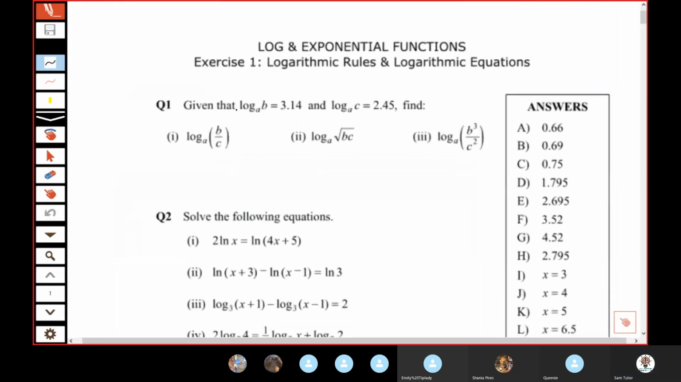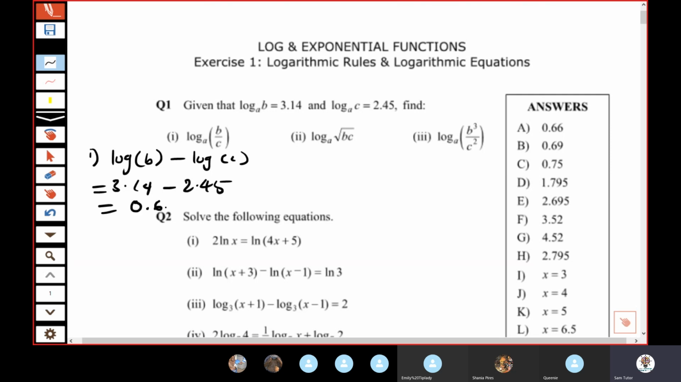It says log B is 3.14. Log C is 2.45. Find log (B/C). What would you do for log (B/C)? Subtract. Log B minus log C. Log B is 3.14 minus 2.45. Plug that into your calculator. 3.14 minus 2.45 is 0.69.